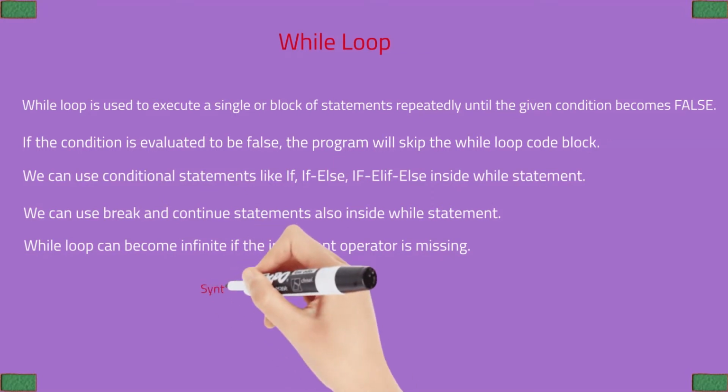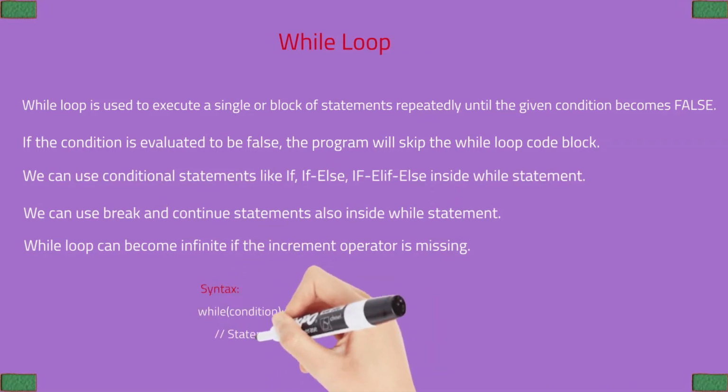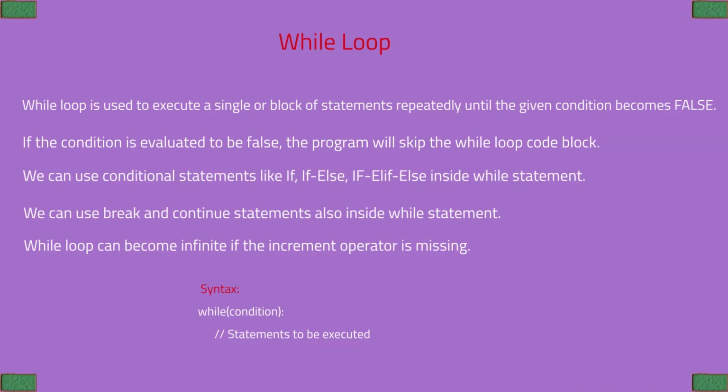The syntax for the while loop is: while, with the condition in braces, and then the set of statements to be executed when the while condition evaluates to true. The set of statements also includes the increment operator.